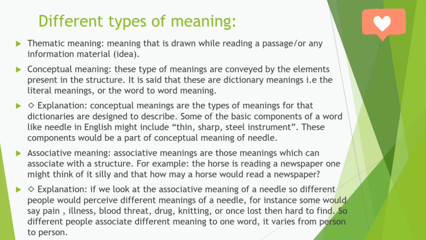Okay, associative meaning. Associative meanings are those meanings which can associate with a structure. For example, horse is reading a newspaper. Now, one might think that this is silly, and how can a horse read a newspaper. सो एसोसिएटिव मीनिंग में ये होता है कि आप एक चीज़ के साथ एक मीनिंग एसोसिएट करो. तो डेफिनेटली अब हॉर्स तो न्यूज़पेपर नहीं पढ़ सकता.